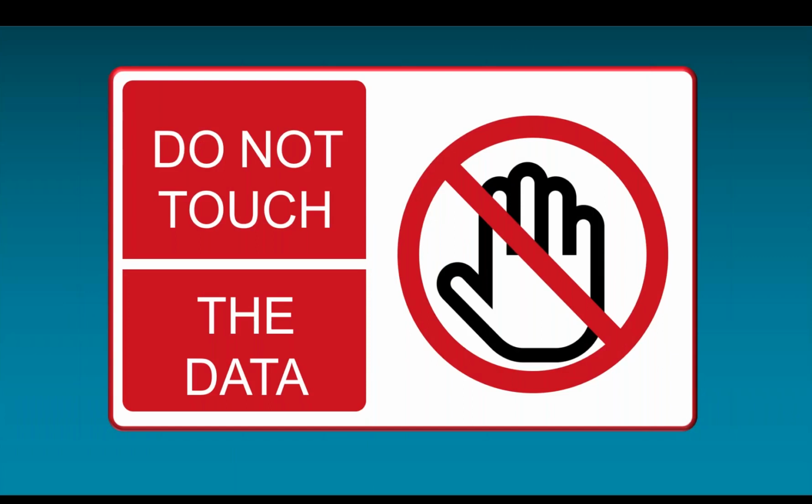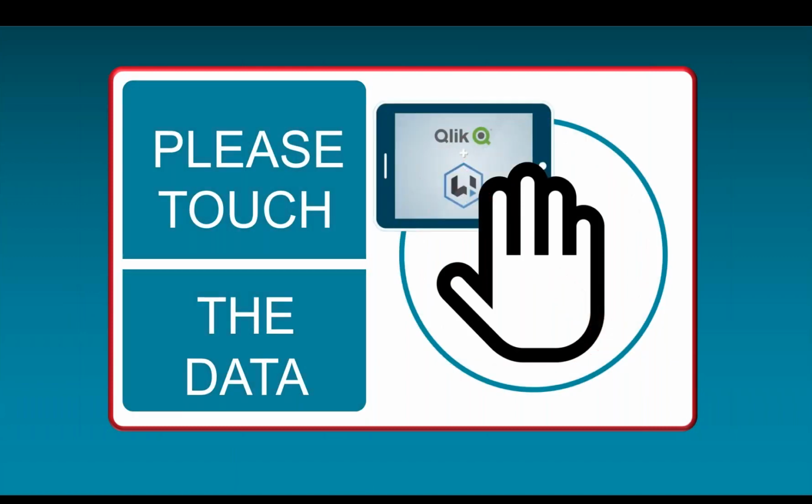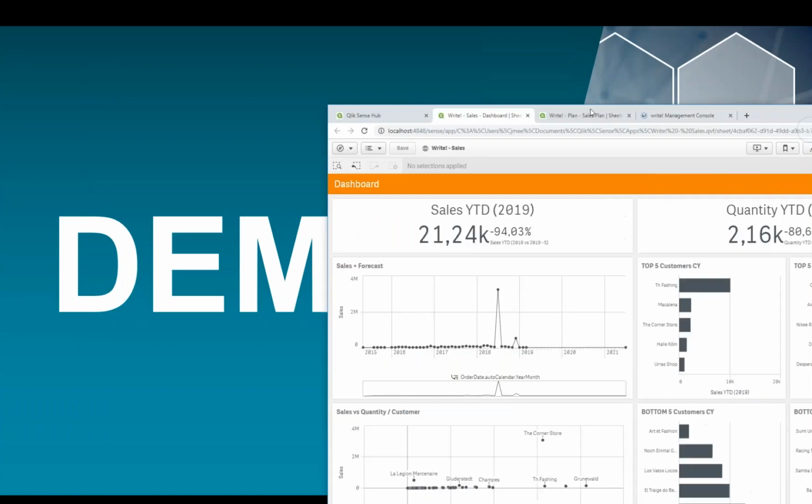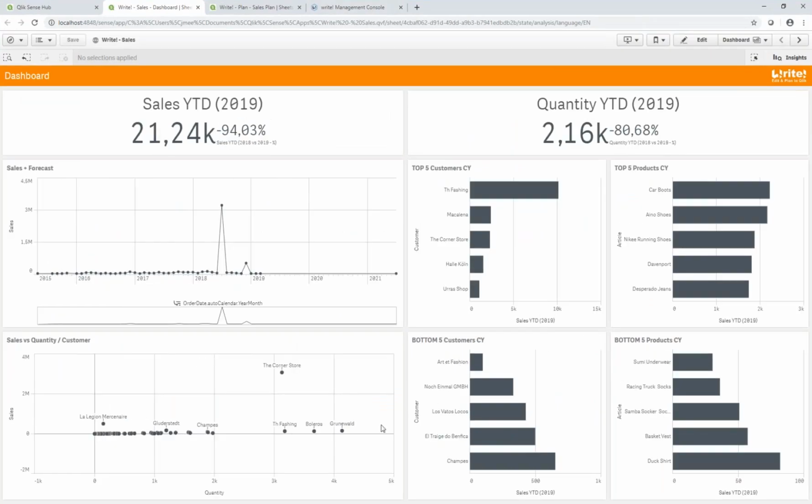So what we now did is we changed the possibility from not touching the data to please touch the data, and do that with our Right extension. And now I'm jumping right into the demo so that you can get a better overview of what we actually do. So here I'm going to start with our RightEdit extension. The app is called Sales, and afterwards I'm going to show you the RightPlan extension.